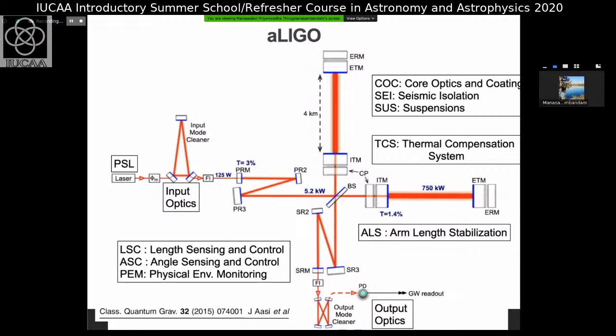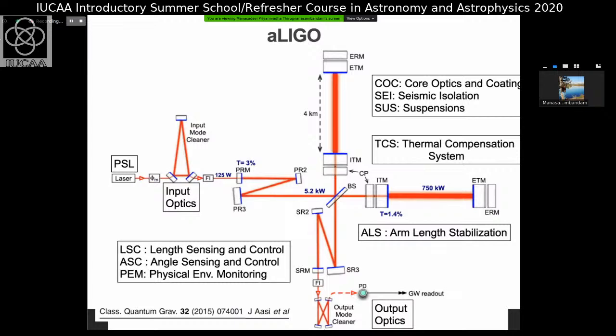And then you have the output mode cleaner, which does a similar job to what the input optics does. So in case there is scattering or spurious light that leaks into some other higher order modes in the laser, then those get cleaned at the output mode cleaner. The output mode cleaner does a fantastic job of actually reducing this spurious light and putting the optimum amount of light on the photodiode, where the gravitational wave readout comes.